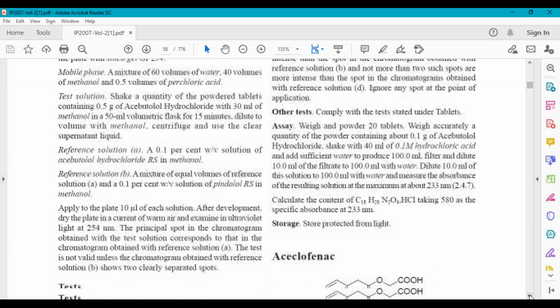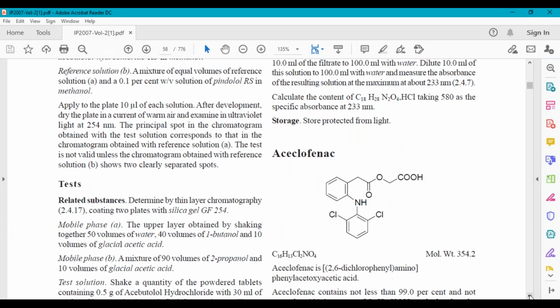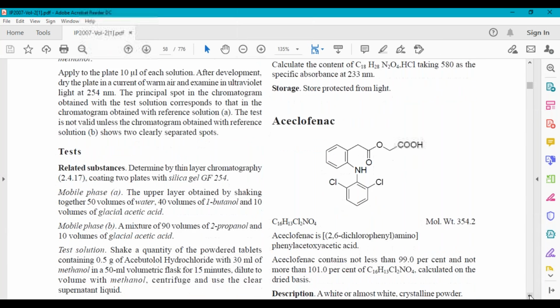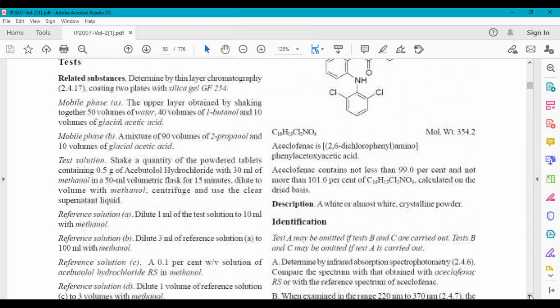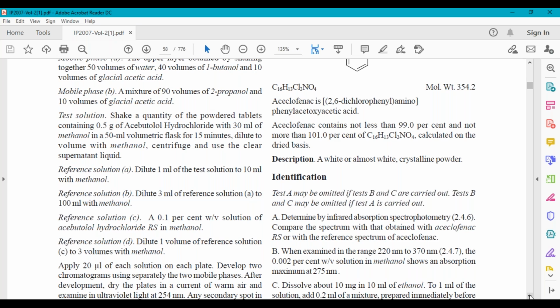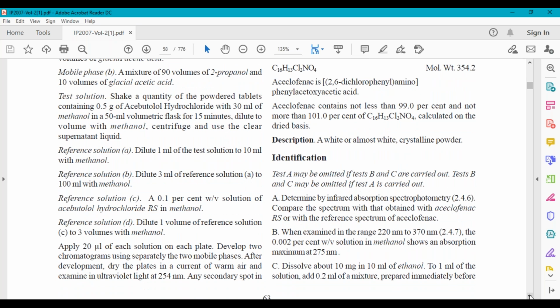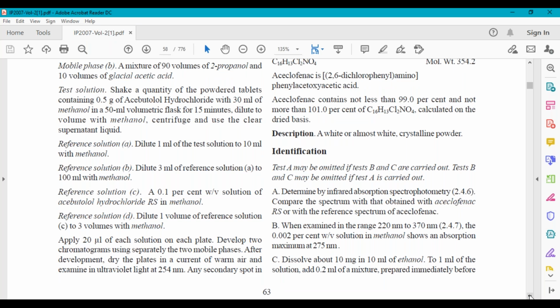Okay, so this is aceclofenac. You can see the structure is given, its molecular weight, the chemical formula, then how pure it is, the description that it is white or almost white crystalline powder. Whatever you can see under each drug is called a monograph. There we can see the chemical formula, the molecular weight, the description, and identification, how you will identify.